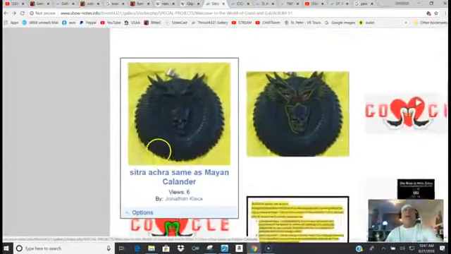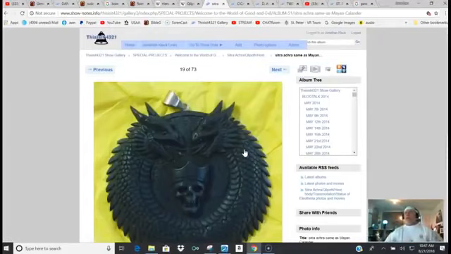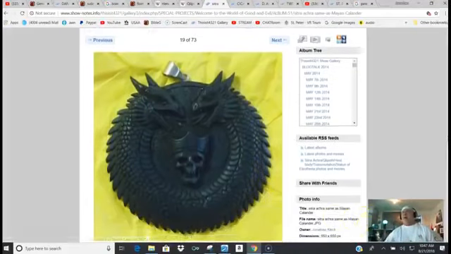Okay, now let me show you something right here. This is called the Sitra Achra. Now remember, we went over the definitions of a hendecagram, and we went over the meanings of the qliphoth, and we went over the meanings of Sitra Achra. We're going to do it again because now we're there. Pay attention. It's going to blow your mind.